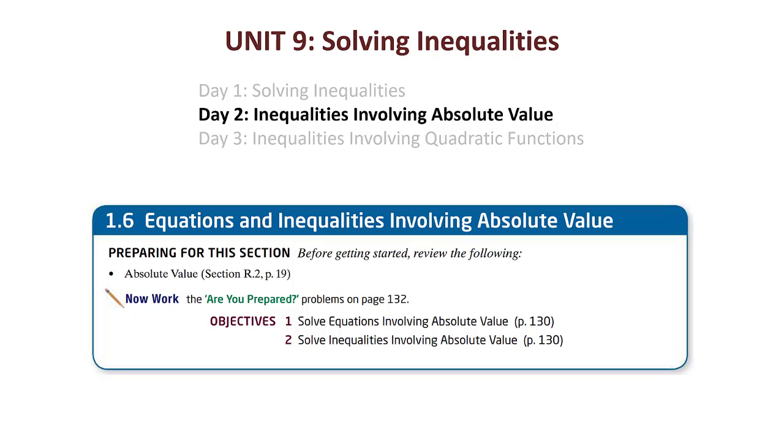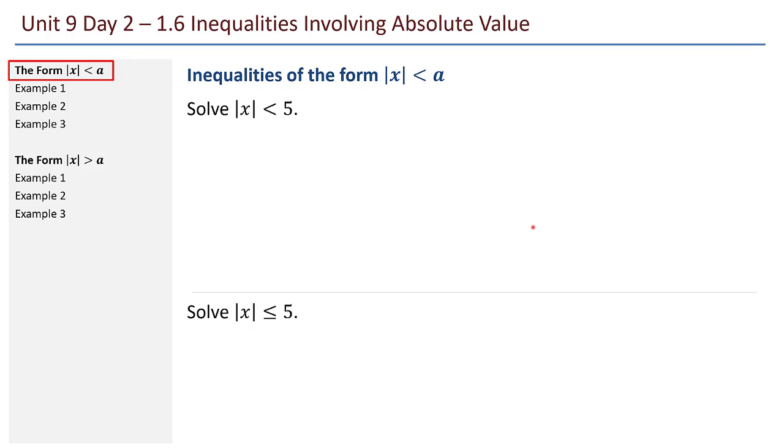Welcome. We are in Unit 9, Solving Inequalities, and today we are at Day 2, Inequalities Involving Absolute Value. This is Section 1.6 from the book, and we look at Objective 2, Solving Inequalities Involving Absolute Value. There are two basic forms that these kinds of inequalities will take: things where the absolute value is less than a number, or things where the absolute value is greater than a number. So we will look at these two different forms and see what we can find out.